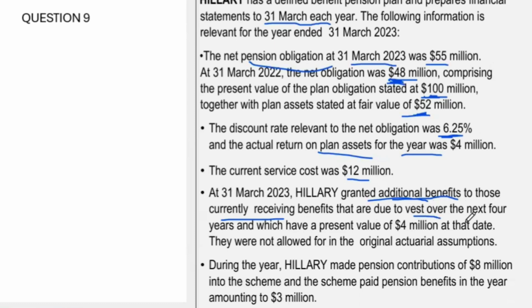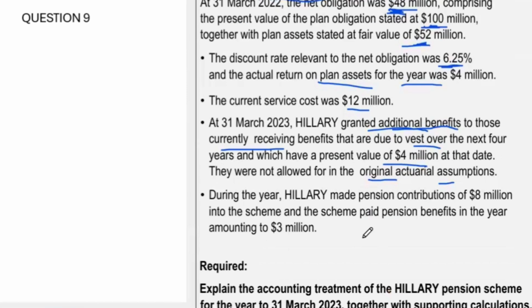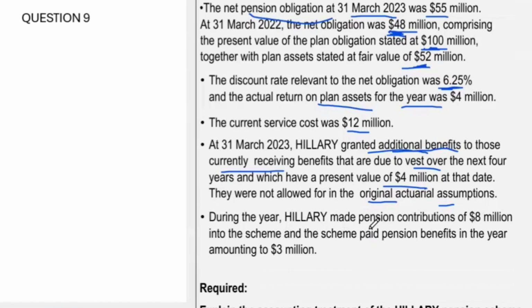Which are due to vest over the next 4 years and which have a present value of 4 million at that date. They were not allowed for in the original actuarial assumptions, meaning that they've not factored this amendment into the value, so we have to do it. During the year, Hillary made a pension contribution of 8 million into the scheme, and the scheme paid pension benefits in the year amounting to 10 million. So this benefit paid out, contribution to the plan.